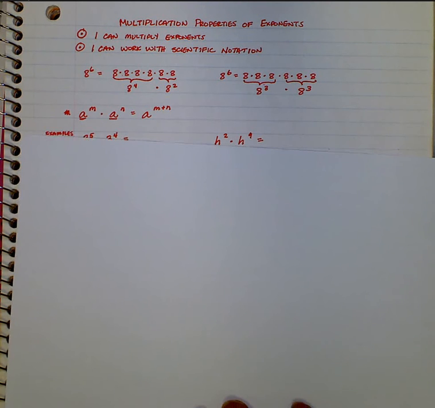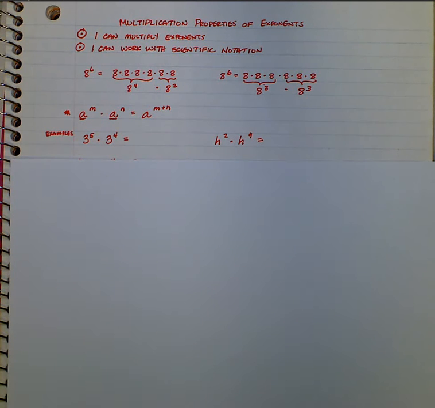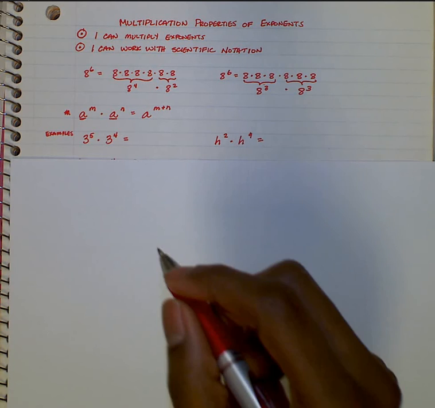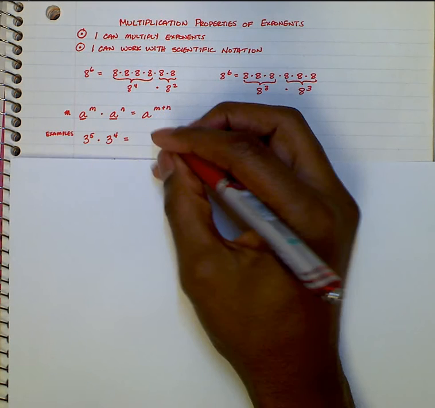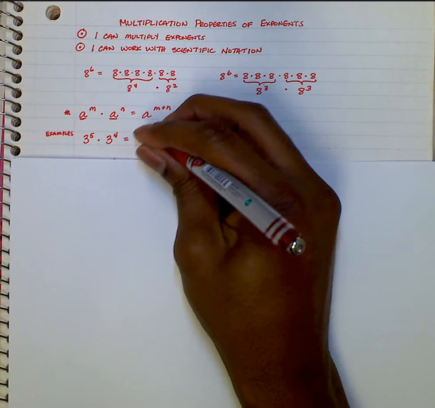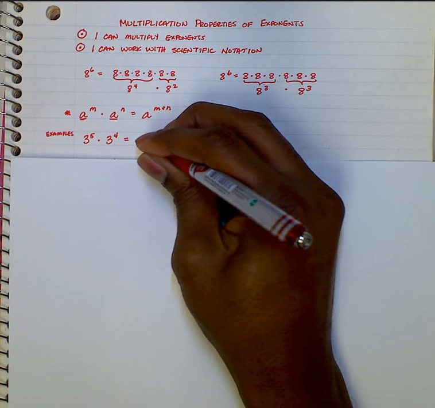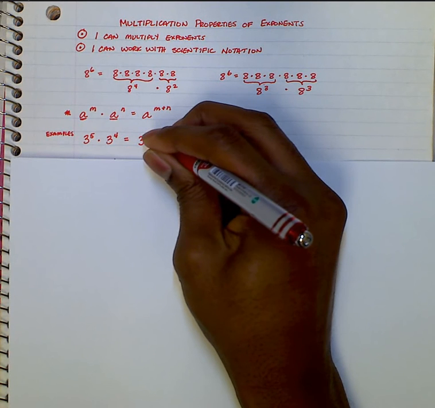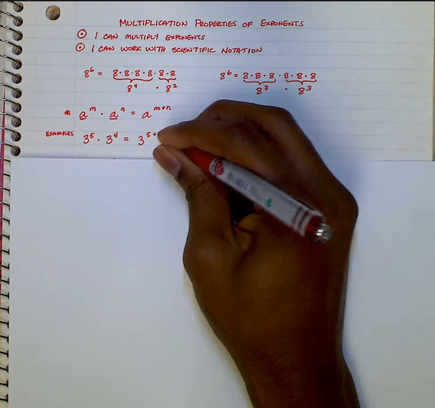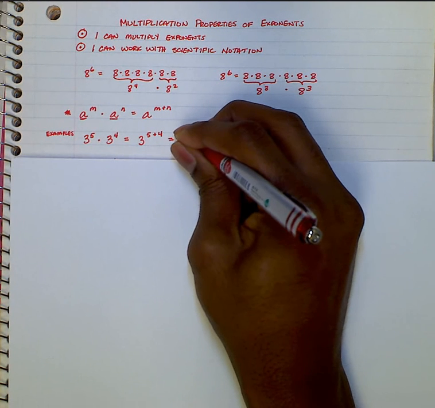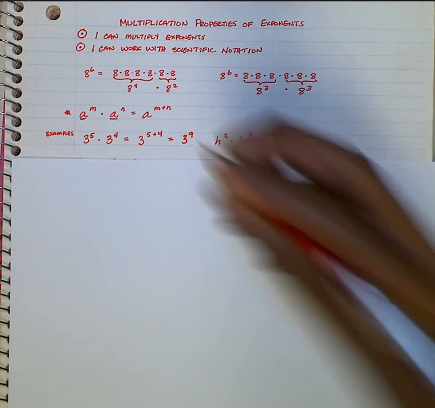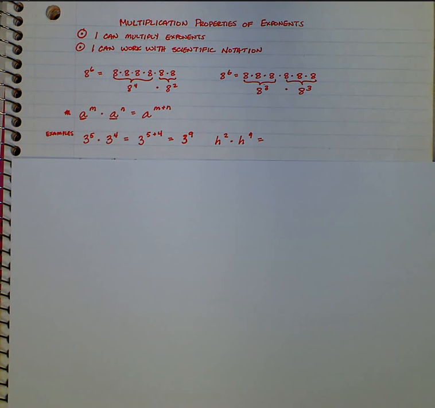Okay, so let's look at some examples and see how it goes. In these examples, we have 3 to the 5th times 3 to the 4th power. We can rewrite that following this rule as 3 to the 5th plus 4, which will give us 3 to the 9th power. If they have the same base, we can add their exponents to get their product.